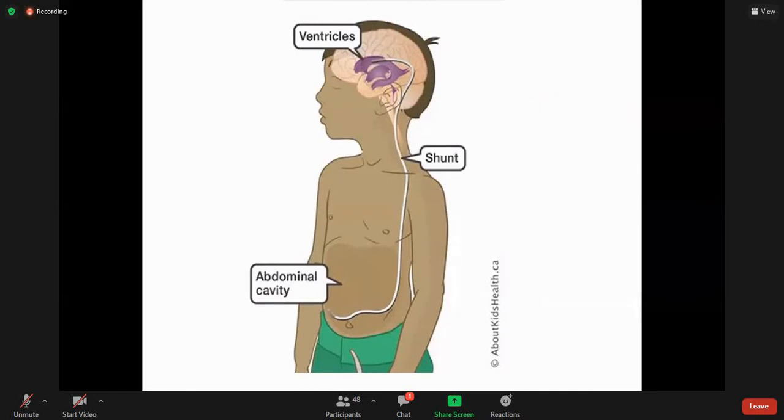And this is the shunt. What we do, we make a hole or we make an opening in the skull from where we enter the catheter into the ventricular system. Then we pass this catheter subcutaneously, and finally the lower end opens into the peritoneal cavity.